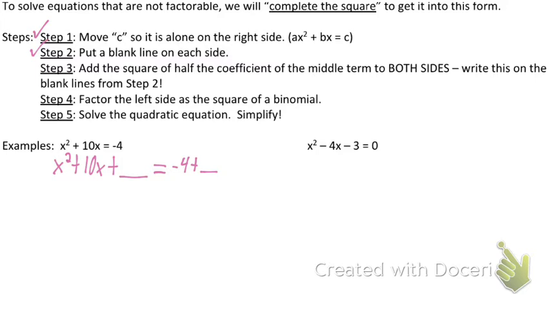All right, so what's half of that coefficient? What's half of 10? 5. Now it says square that. So what's 5 squared? 25. So we're going to add 25, the funniest number, to this blank.